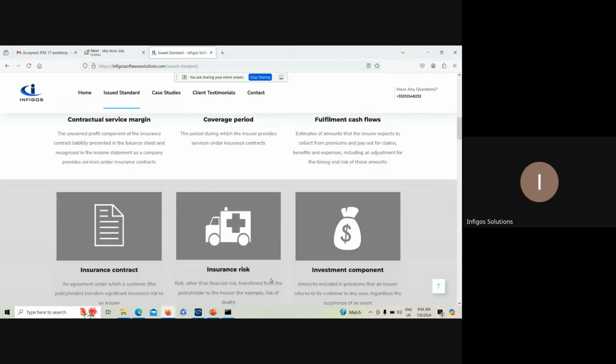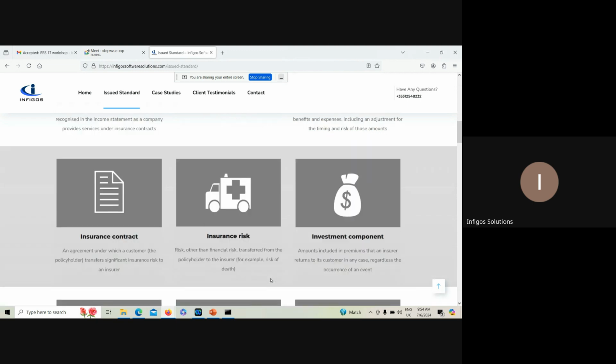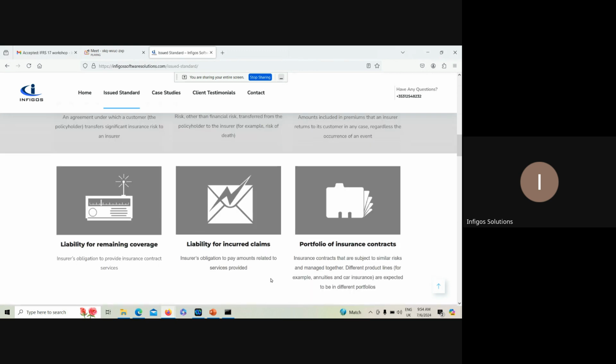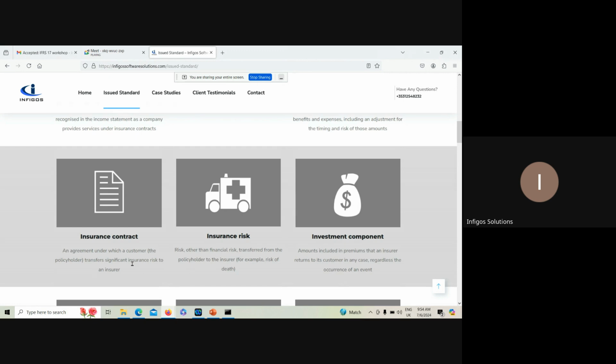Then we have insurance risk. Insurance risk is the risk which is transferred by policyholders to you as an insurance company. Then we have components like the insurance contract. An insurance contract is an agreement between the customer and the insurance company. Through this contract, the policyholder transfers the risk to the insurance company.